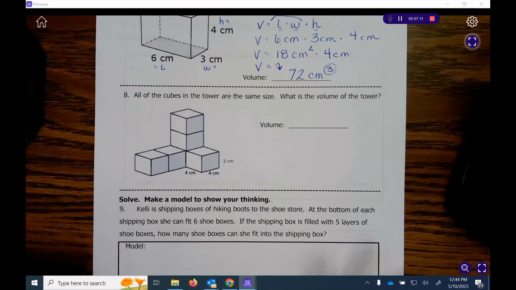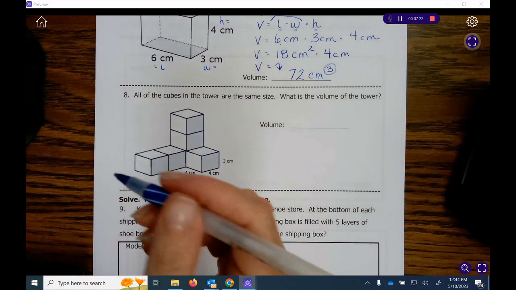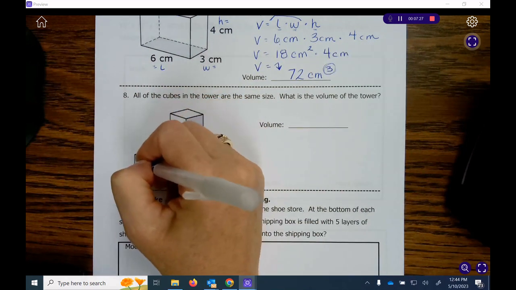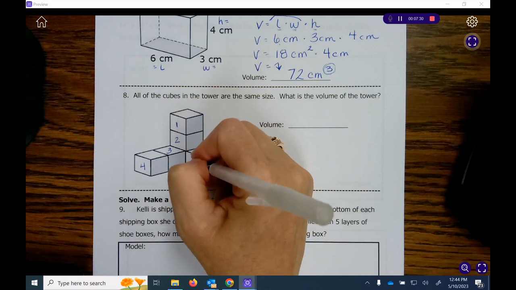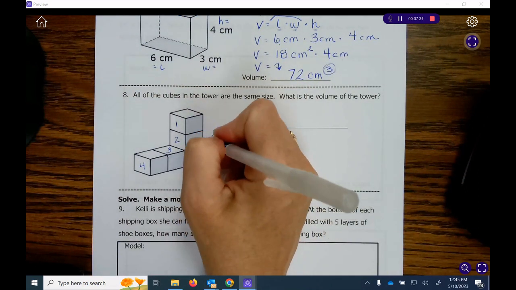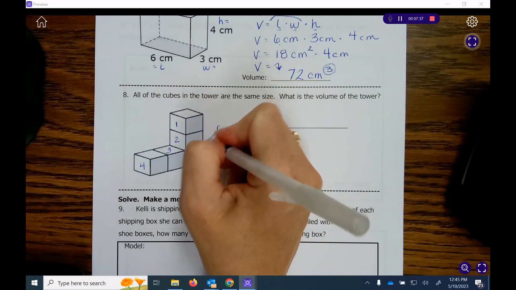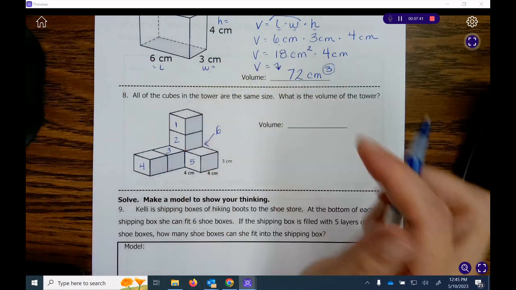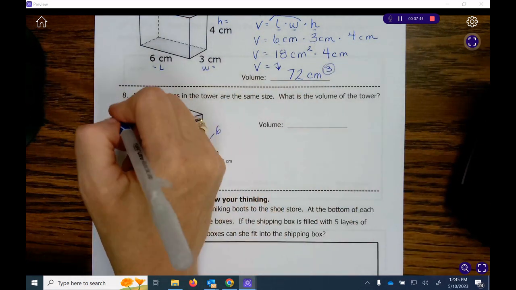Question number 8. All of the cubes in the tower are the same size. What is the volume of the tower? Okay, so let's see how many cubes we have. We have 1, 2, 3, 4, 5, and there must be one back here, 6. Because if there wasn't a 6th one back here, these 2 would not be able to be standing. They'd fall down. So there has to be a total of 6 cubes.